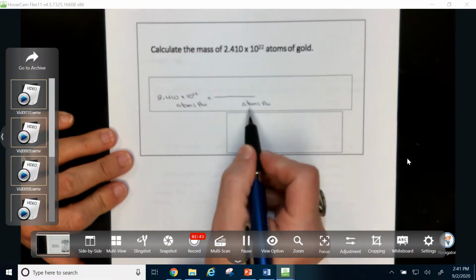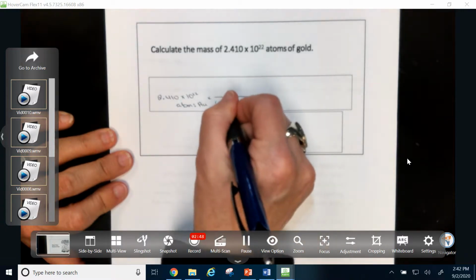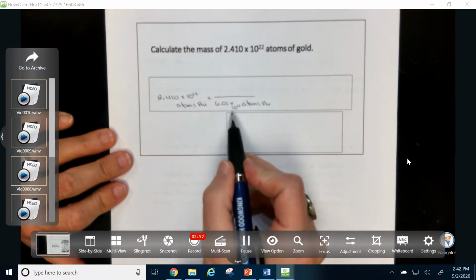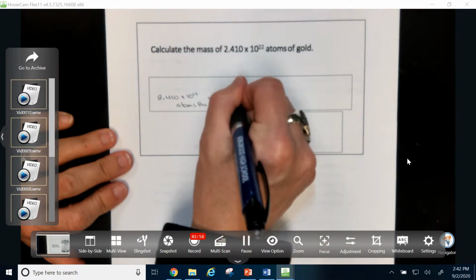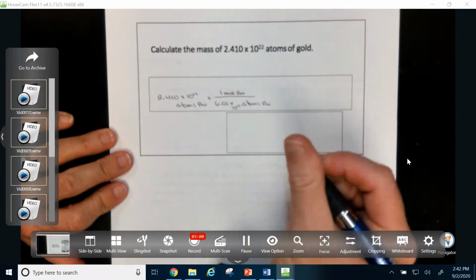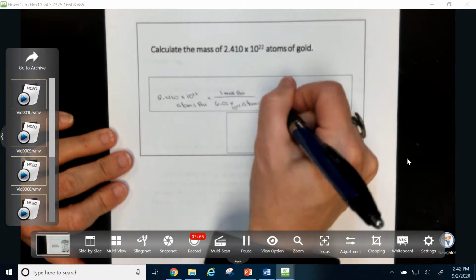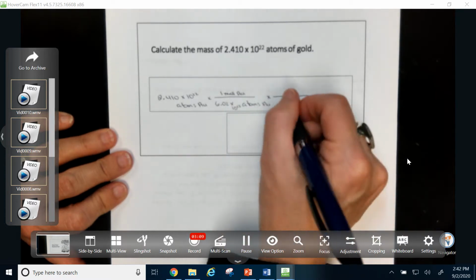Now what number is always going to go with atoms? That's going to be Avogadro's number, 6.02 times 10 to the 23. And I know that 6.02 times 10 to the 23 atoms of gold is equal to 1 mole of gold up here. But I'm not done because I'm looking for the mass, I'm looking for grams. So I'm going to times this by, again, I'm trying to get rid of the moles, so I'm going to put that down here, 1 mole of gold.